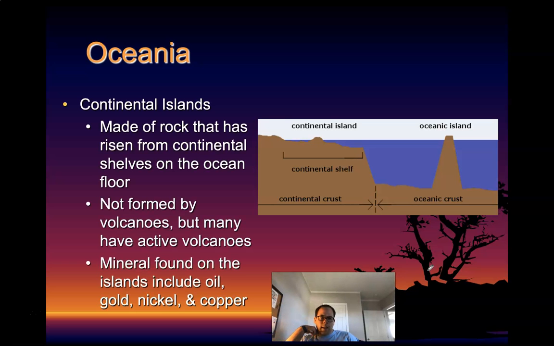There's also continental islands, which are made up of rock that has risen from continental shelves on the ocean floor. They're not formed by volcanoes, but many have active volcanoes because of the plates shifting. There are minerals found on the islands, including oil, gold, nickel, and copper.